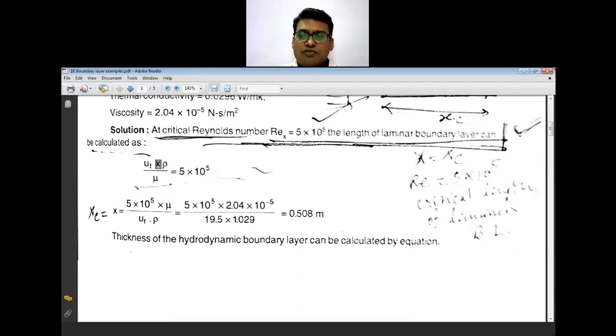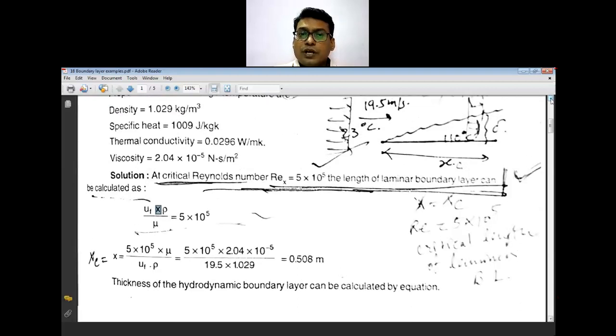At what length does this Reynolds number exist? We are knowing the velocity of the fluid, that is 19.5 meters per second. We are knowing the other physical properties, that is density and viscosity. So at what length will I get this Reynolds number of 5 into 10 to the power 5?